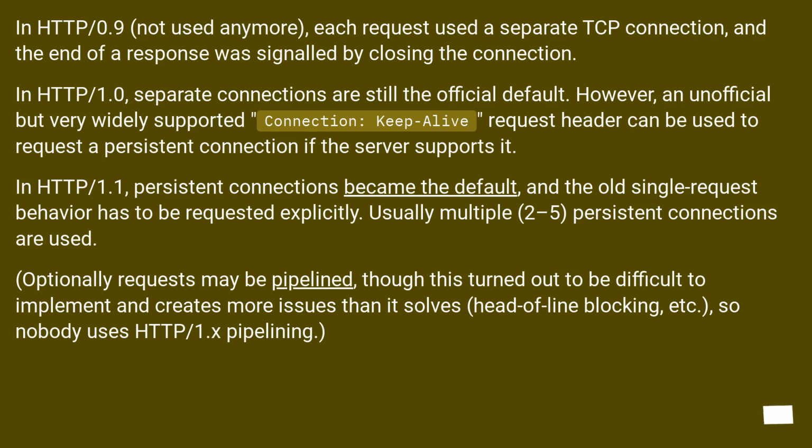In HTTP/1.1, persistent connections became the default, and the old single request behavior has to be requested explicitly. Usually multiple, 2 to 5, persistent connections are used. Optionally, requests may be pipelined, though this turned out to be difficult to implement and creates more issues than it solves, head-of-line blocking, etc., so nobody uses HTTP/1.x pipelining.